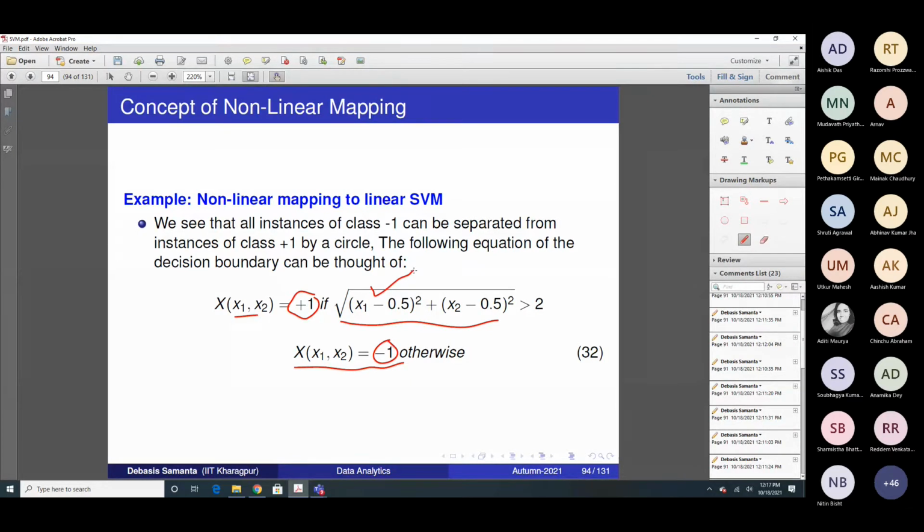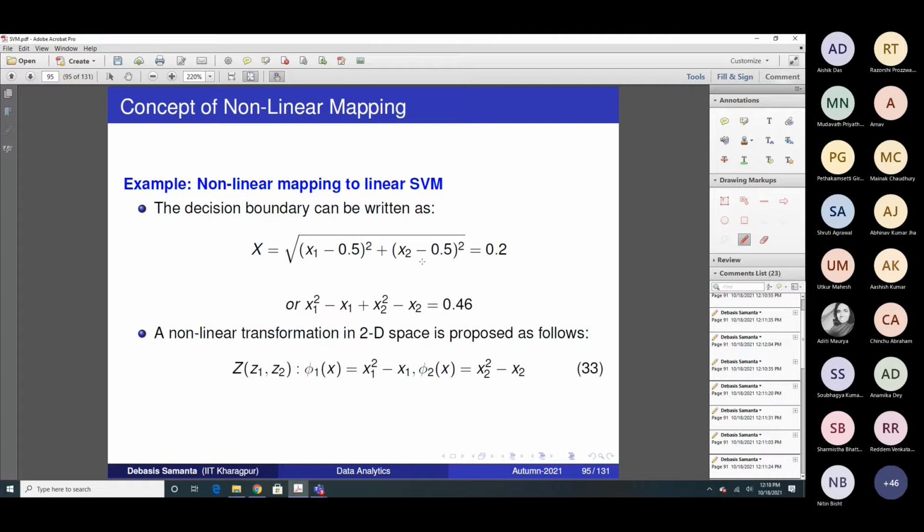So this is your hypersurface, or we can say it is a boundary which divides the two regions, and definitely it is a nonlinear boundary. Now we can apply that nonlinear mapping, that means the Z transformation as I said, and then let's see how it looks. This equation can be written in this form also, no problem. It's a very simple simplification.